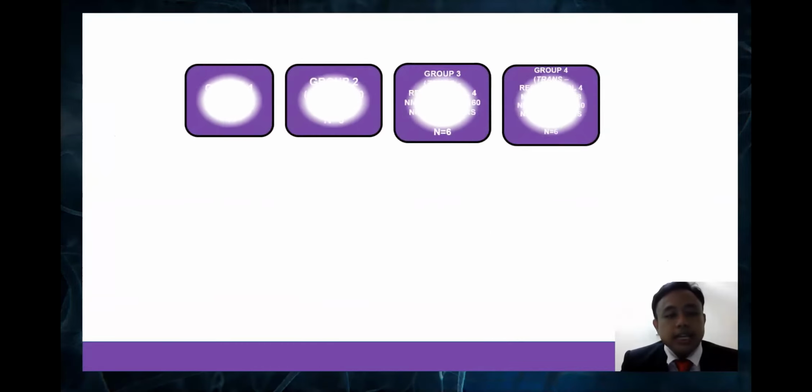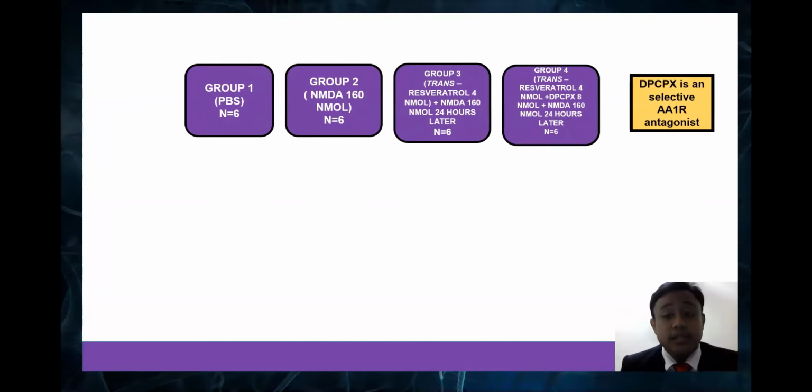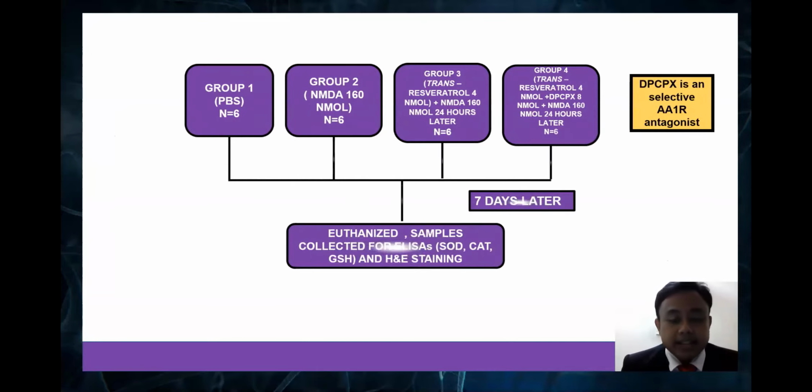As for my methodology, the rats were divided into 4 groups. Group 1 is PBS, Group 2 is NMDA 160 nanomole, Group 3 is trans-resveratrol 4 nanomole with NMDA 160 nanomole 24 hours later, Group 4 is trans-resveratrol 4 nanomole plus DPCPX 8 nanomole with NMDA 160 nanomole 24 hours later. Now, DPCPX is a selective adenosine A1 receptor antagonist. 7 days later, the rats were euthanized and samples collected for ELISA, which are SOD, CAT, and GSH, and HNE staining as well.